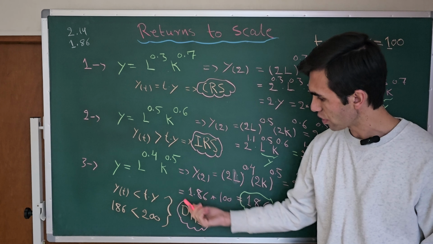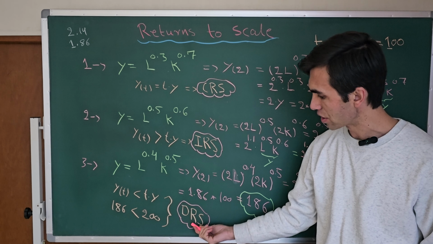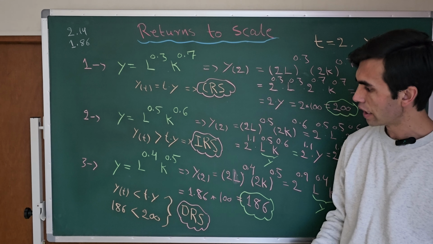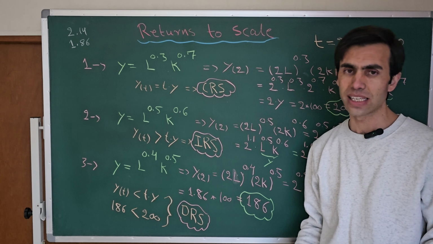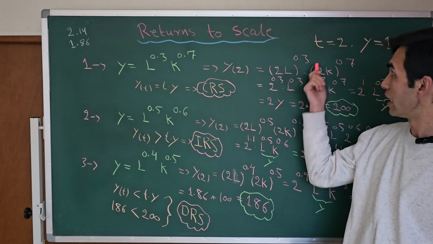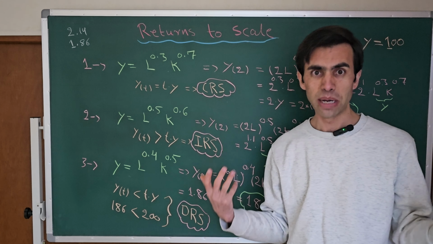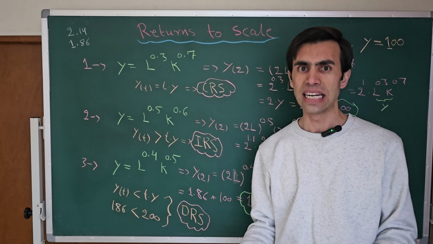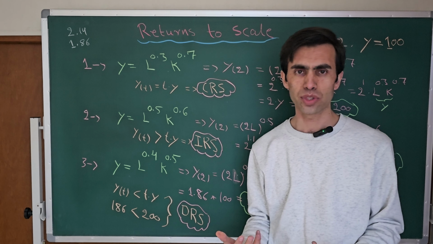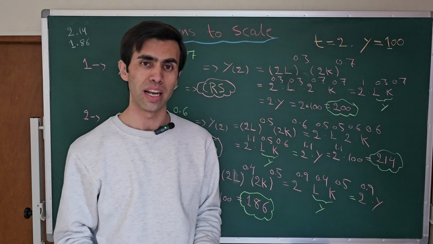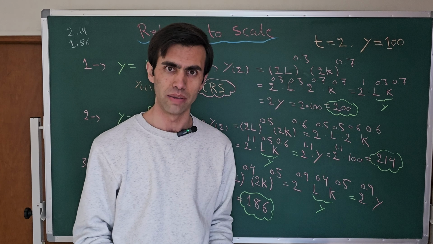And the third case is an illustration of decreasing return to scale, because our output increased but by less than what we scaled up our input level. So this is a numerical and clear example of the concepts of increasing return to scale, constant return to scale, and decreasing return to scale.